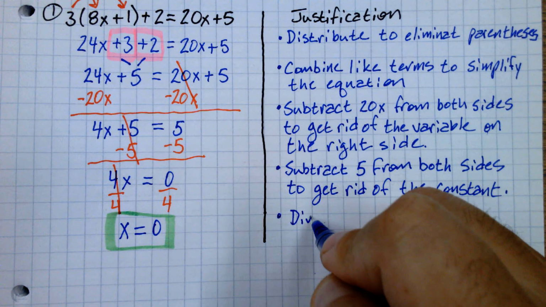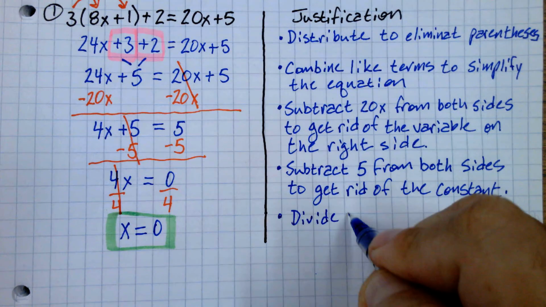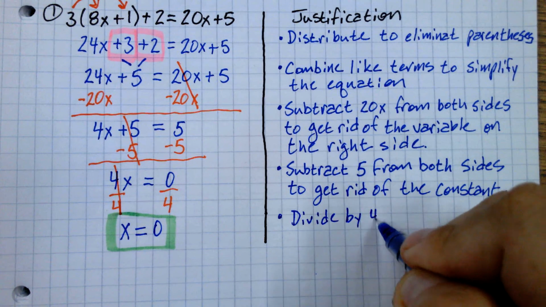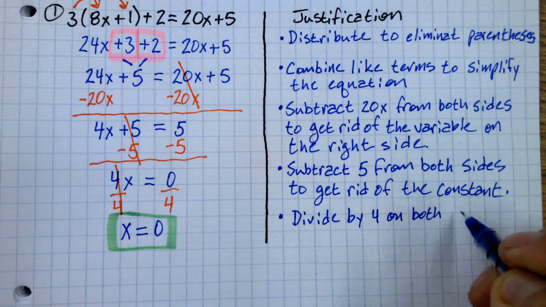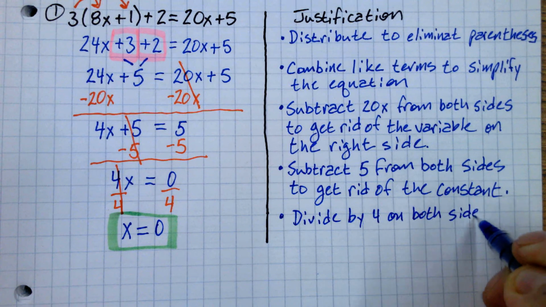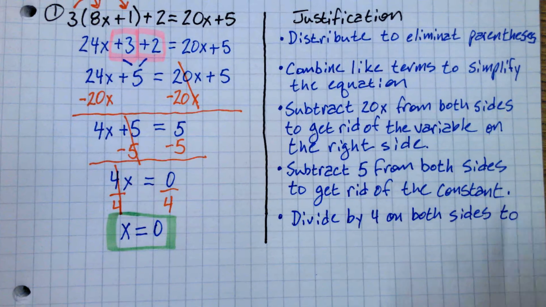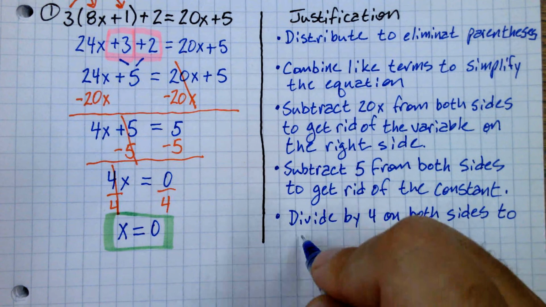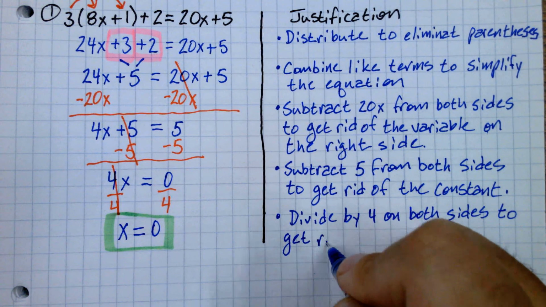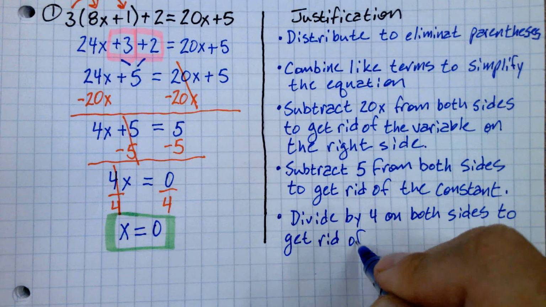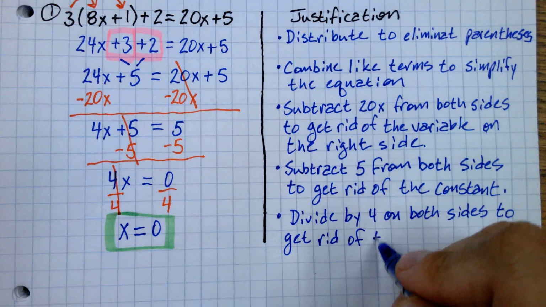What did we say? Divide by 4 on both sides to get rid of the coefficient.